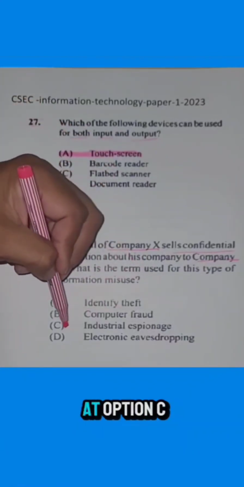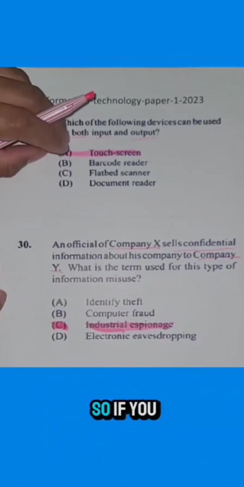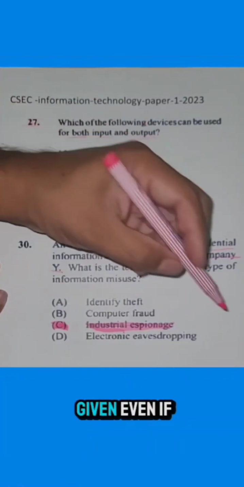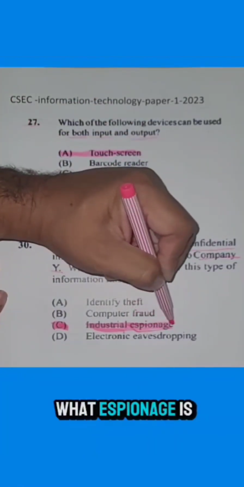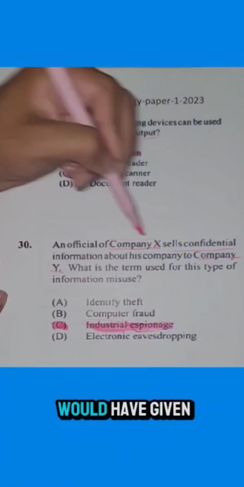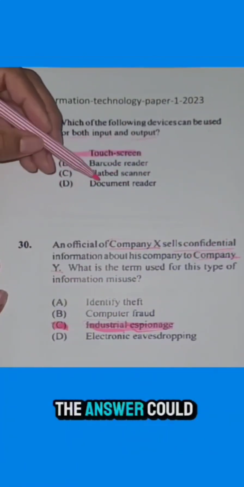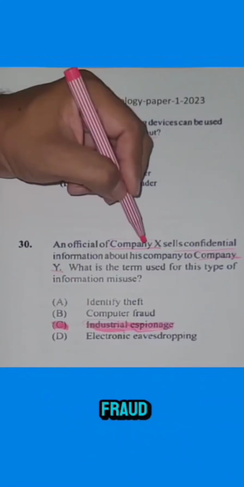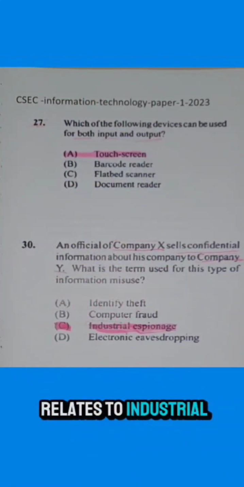So let's look at option C, industrial espionage. Now, industrial espionage is very interesting. That is where companies try to spy on their competitors to gain an advantage. So even if you don't know what espionage is, just the words company and industrial would have given you a clue as to what the answer could be. Even if you were thinking it was identity theft or computer fraud, the word company relates to industrial.